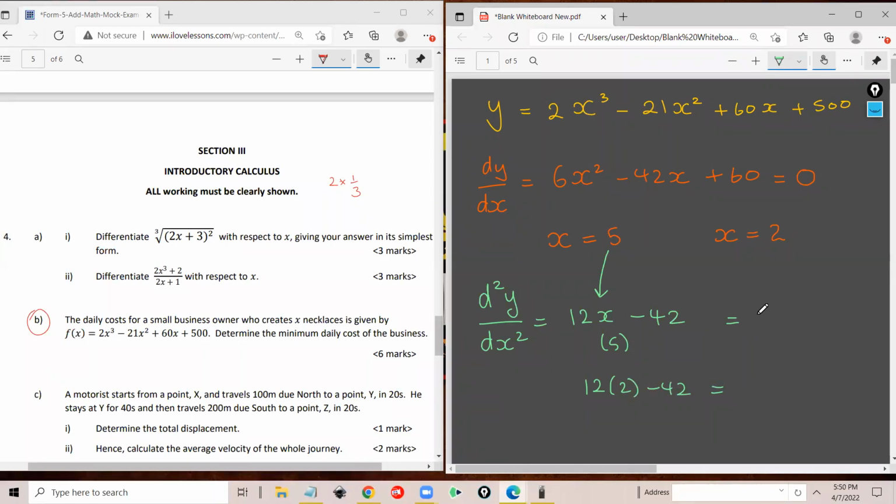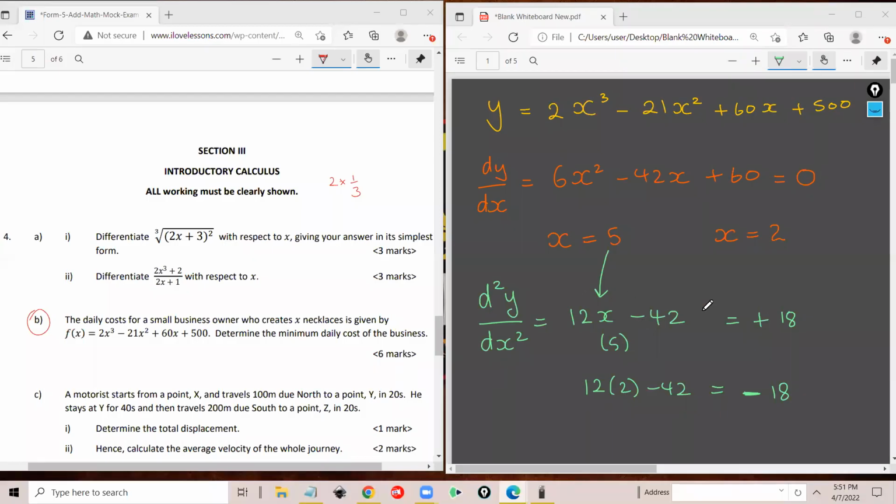I think this one will give you a positive. And from just looking at these values, I think you will get a negative, but you confirm it. All right, so positive 18 and minus 18. So since the 5 gave us a positive number, here's a minimum. And since the 2 gave us a negative, here's the maximum. Now let's look at the question. The question is asking to determine the minimum. So that means we don't care about the 2 today. We only care about the x being 5.